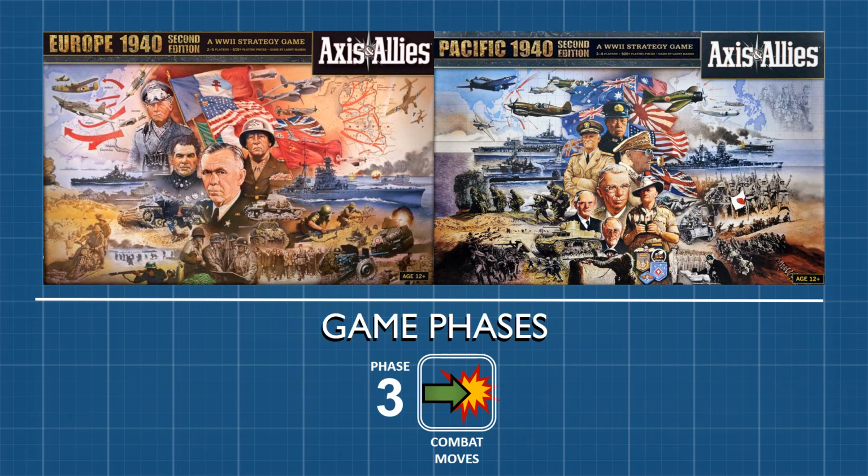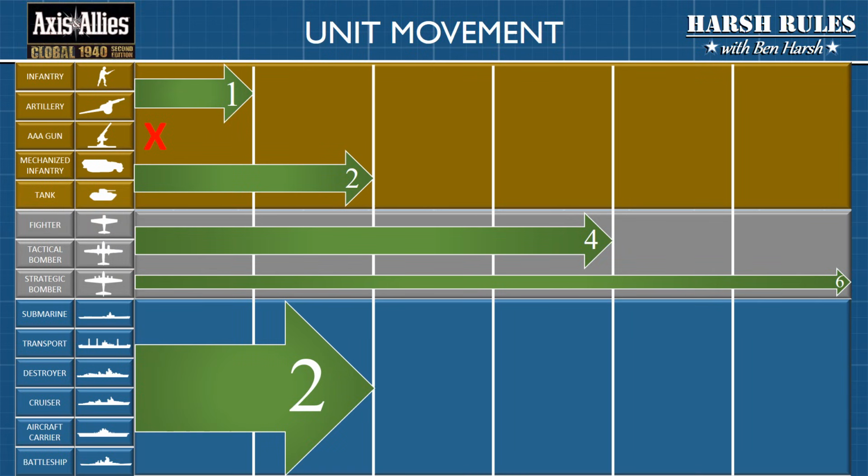Next, in Phase 3, the player will conduct their combat moves. The combat move phase is meant to position attacking units in hostile territories, where combat will be conducted in the next phase. If a player's nation is not currently at war, they cannot move any of their units during this phase. Nations not at war make all their moves during the non-combat phase. The only unit that cannot move regardless during this phase are AAA guns, that can only move during the non-combat phase.